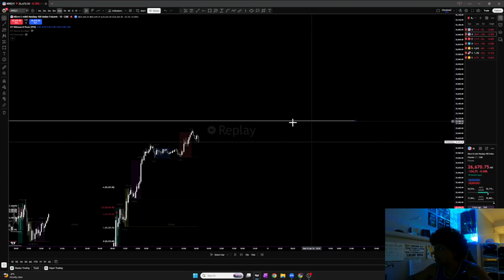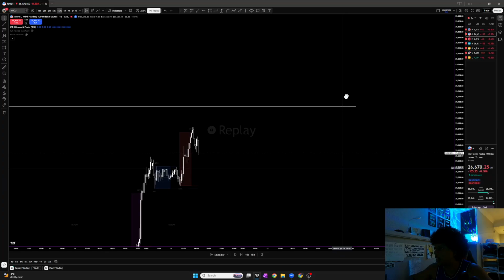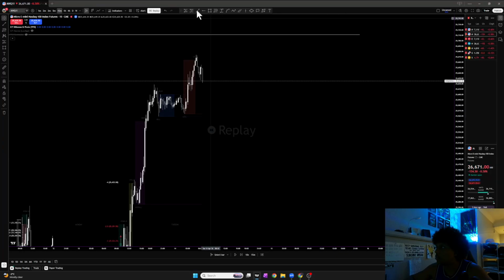What do we have here? We have a clear draws to the buy side. So it's pretty clear that we got a market structure shift and this 15-minute fair value gap, and it should hold.